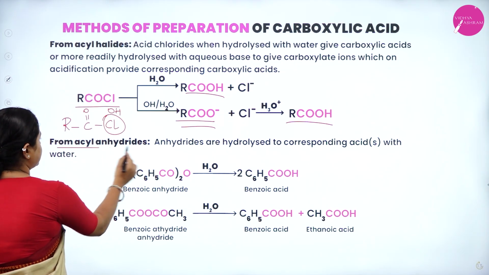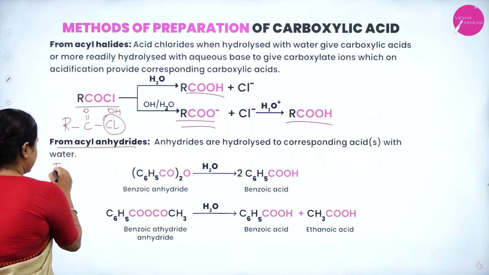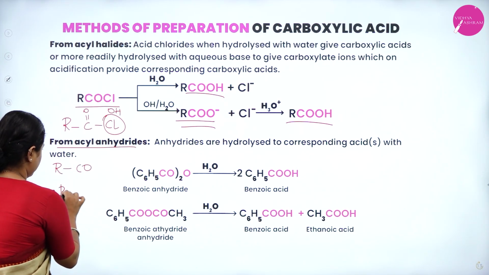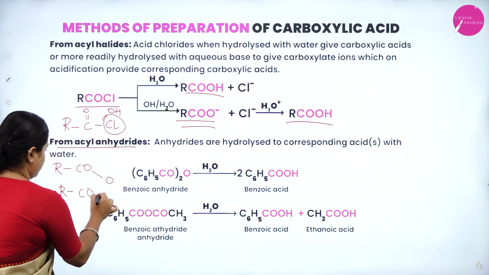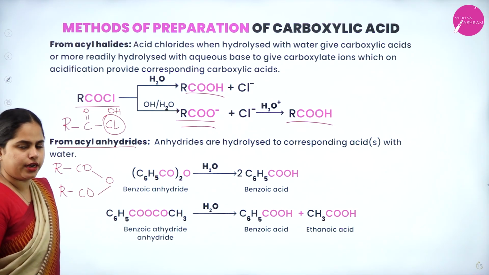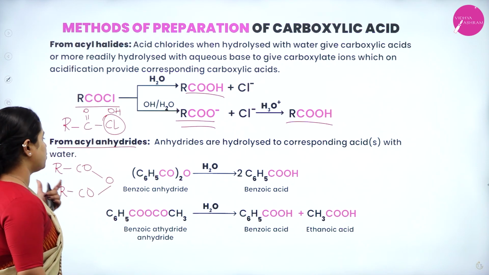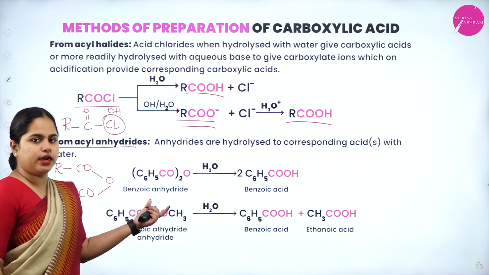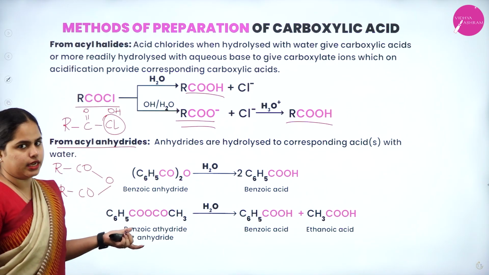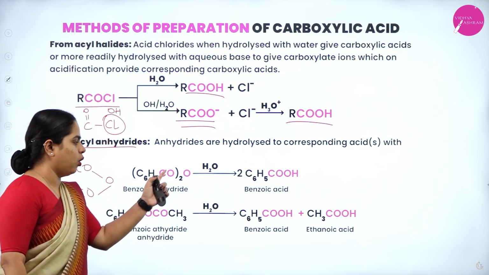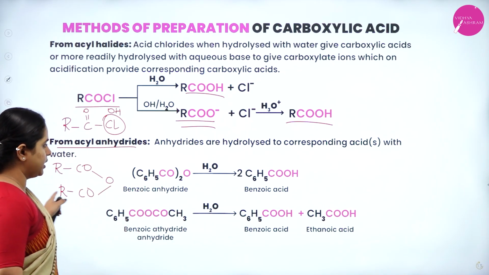Next one is from acyl anhydride. Now what is an acid anhydride? RCO and RCO, this is called an acid anhydride, like acetic anhydride, right? Anhydrides are hydrolyzed to corresponding acids with water. So we have taken benzoic anhydride here. So the R here is C6H5. So C6H5CO twice O, that you can see here.